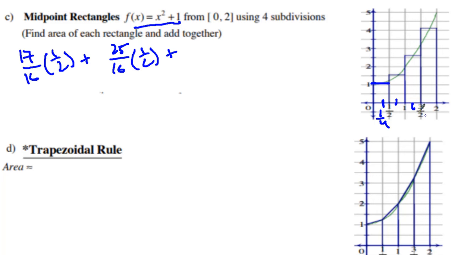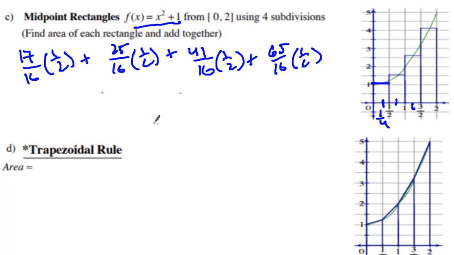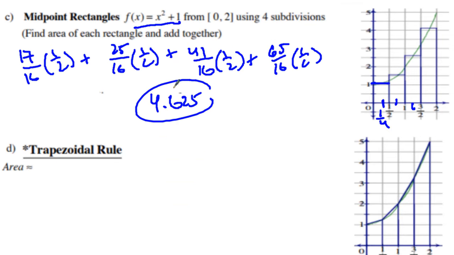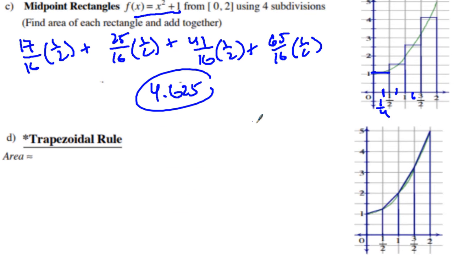plus a midpoint right here between 1 and 1.5. Plug that in your function, you get 41/16 times 1/2 width. And the last one, when you plug it in your function, gets 65/16, times 1/2. And that one is giving you 4.625, and you can see that is coming much closer to the actual area. You can see the left-hand Riemann sum was 3.750, right-handed 5.750. Right in between is that midpoint.